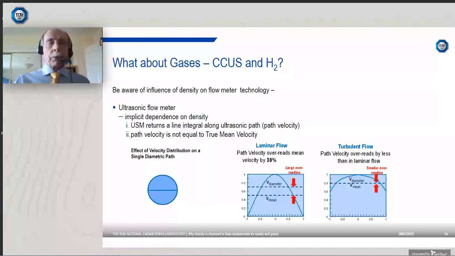Ultrasonic meters will typically use multiple paths, but they also carry out integrations based on the assumed profile, which is in itself a function of Reynolds number, again a function of density. So even where it's not obvious, density can influence the metering technology and may, once you're aware of it, influence your choice of metering technology.